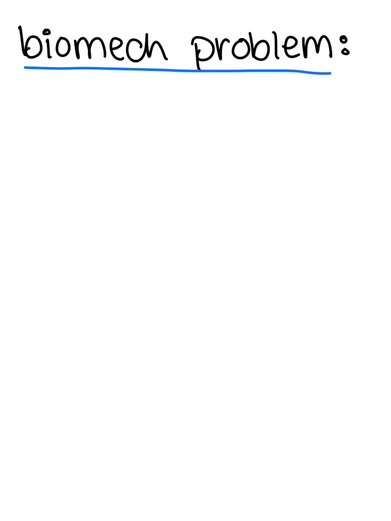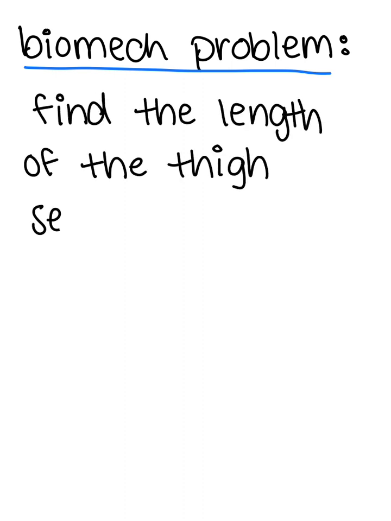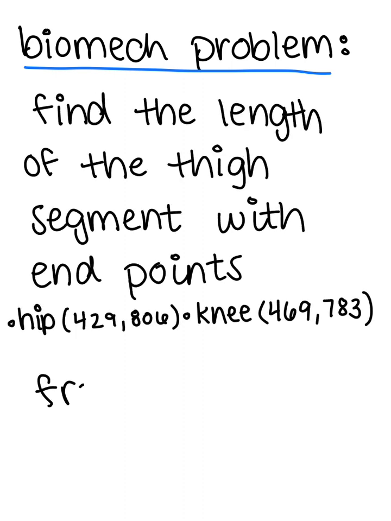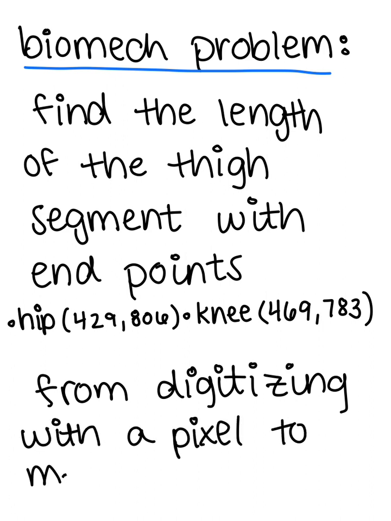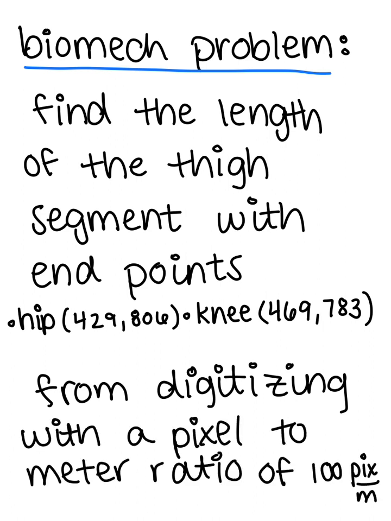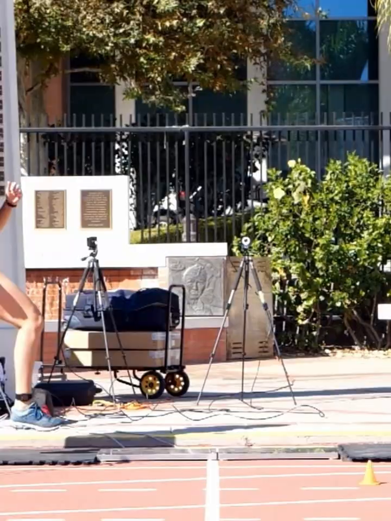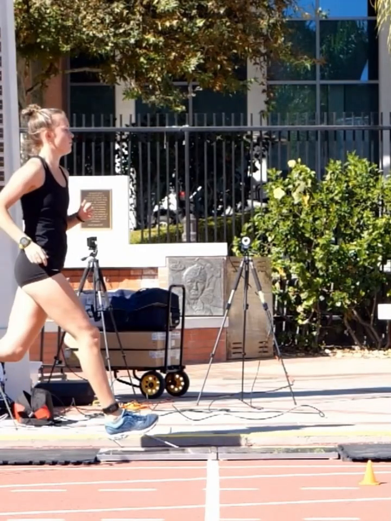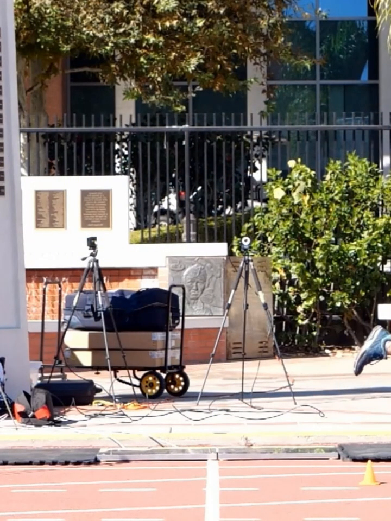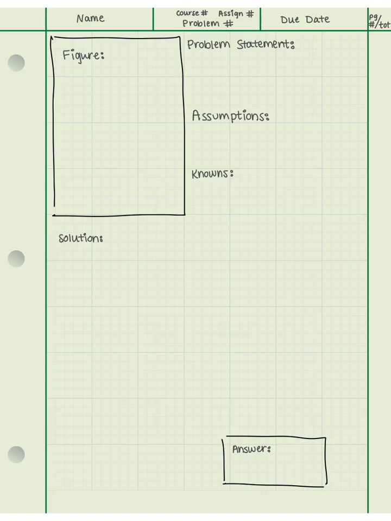So the problem we're going to solve today is finding the length of a thigh segment using endpoints that we found from digitizing using a pixel meter ratio of 100 pixels per meter. This video is a good example of something we could digitize in order to get segment endpoints to calculate segment lengths. To solve this, we're going to use the problem-solving process that I set up in a previous video.